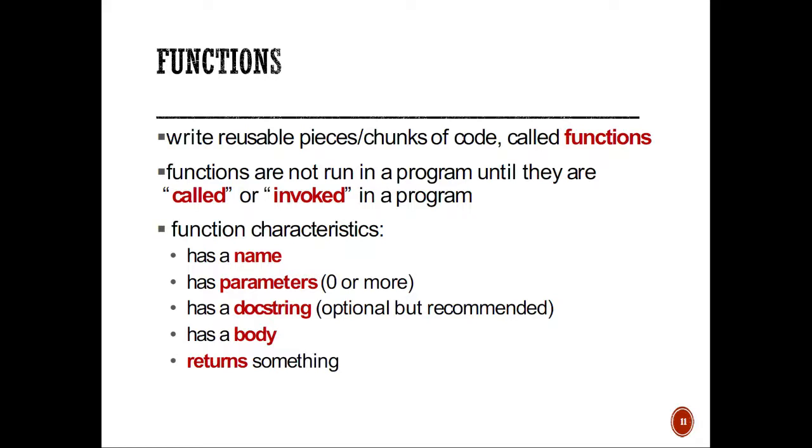So a function has several characteristics. It has a name, it has a parameter or a set of parameters. So it can be no parameters, one parameter, or multiple parameters. It has a docstring, which is an optional characteristic, but it's very advisable because the docstring gives an idea about what the function does. Then it has a body, which is the actual core of the computational instructions. And finally, it returns something.